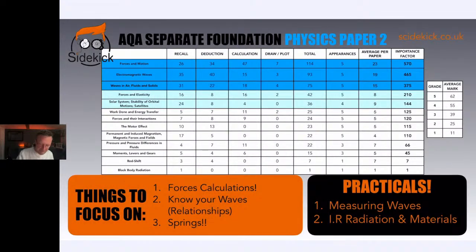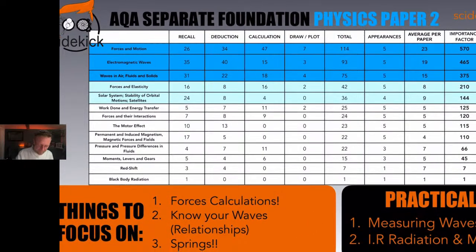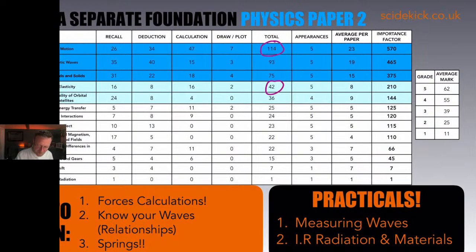Now, last but not least, paper two, okay? Forces, forces, forces, okay? Just look at the number of marks. Look at the total number of marks for forces here and here. Okay, so that is 156 marks together, okay? On average, that is 23 plus 8, so that's 31 marks. Again, a third of your paper just on forces. So forces, forces, forces practice, guys.